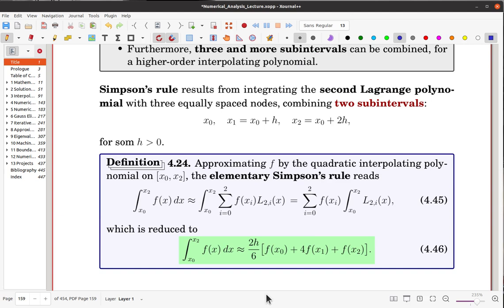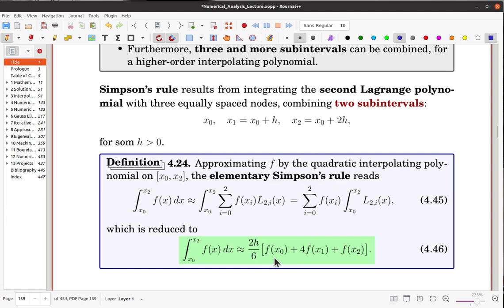Approximating f by the quadratic interpolating polynomial on the interval x0 to x2, the elementary Simpson's rule is defined as in this equation. Here, this is the integral of the second-order interpolating polynomial in Lagrange form. We can rewrite it in this way. Once these terms are evaluated, we can get this formula.